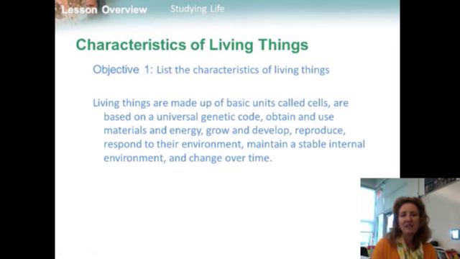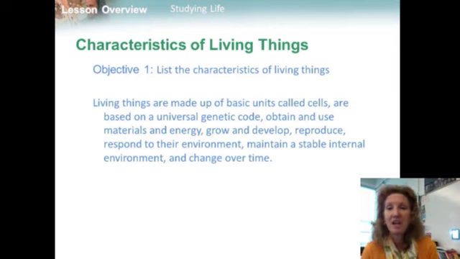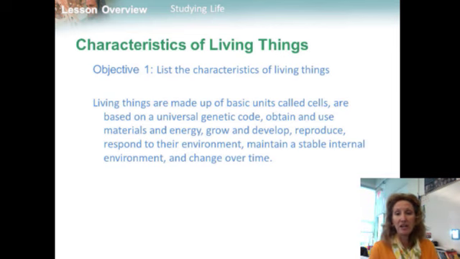All right. So the characteristics of living things is the first objective. This is not a simple task, but the broad overview answer for that is living things are made up of basic units called cells, and these are based on a universal genetic code. They obtain and use materials and energy. They grow and develop, reproduce, respond to their environment, maintain a stable environment, and they're able to change over time too.